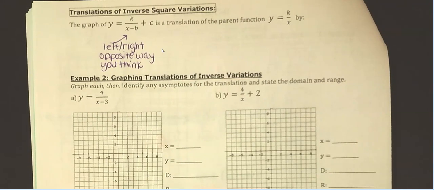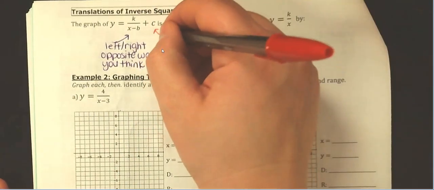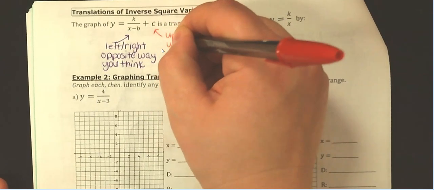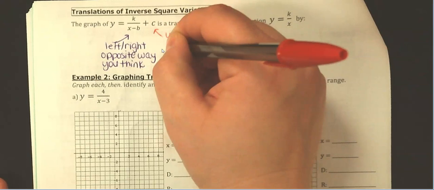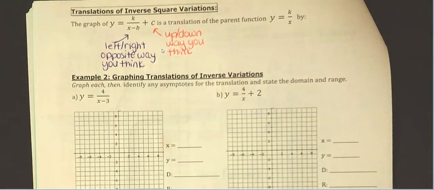Now, anything to the side of the fraction, so totally not part of the fraction, out here, this is plus C, that is going to shift your graph up or down, and that'll just be the way you think. So if it says plus 3, everybody's going up 3. If it says minus 10, everybody's going down 10.